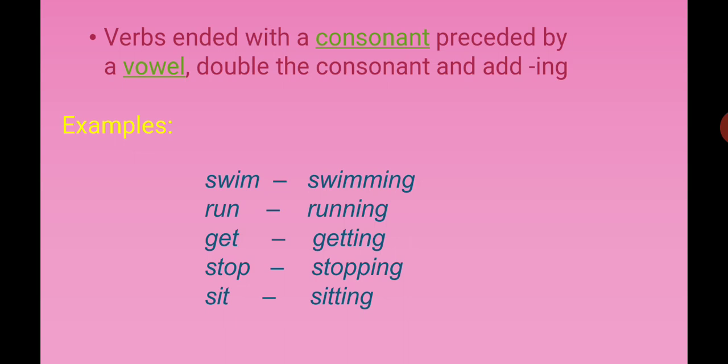Another example is travel. The spelling of travel is T-R-A-V-E-L. L is a consonant and it is the last letter of the verb, and before L there is E, and E is a vowel. So what will we do?